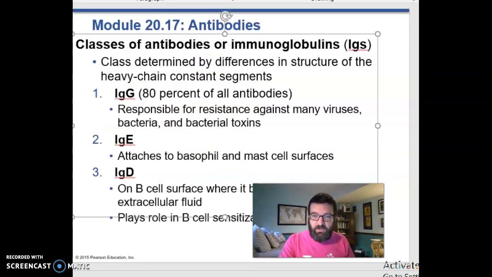And there are a lot of different kinds of antibodies. Some of them attach to basophil and mast cell surfaces, immunoglobulin E, and cause inflammation. Some bind on B cell surfaces and help sensitize B cells. Some are involved in allergies. Most of them are immunoglobulin G. So antibodies are sometimes called immunoglobulins because they're globular proteins for immune purposes. Immunoglobulin G, 4/5 of all antibodies, and these are what are responsible for resistance against viruses, bacteria, toxins. This is mostly what we're talking about when we've been talking about these antibodies.